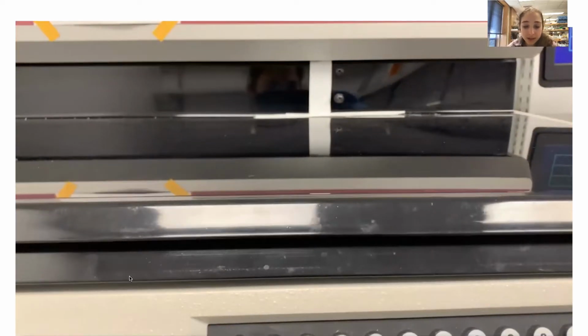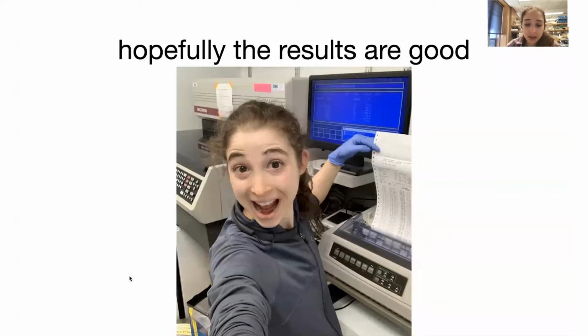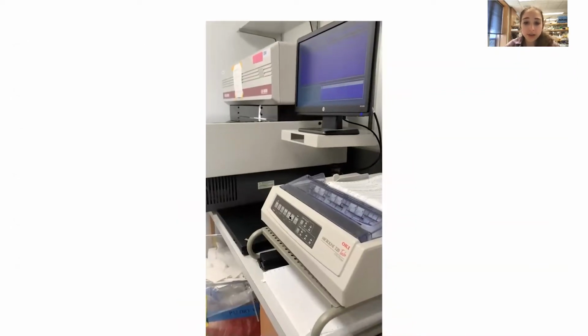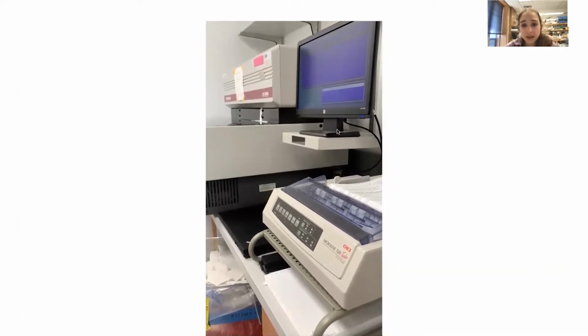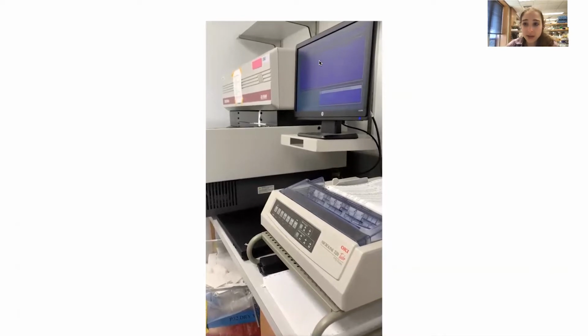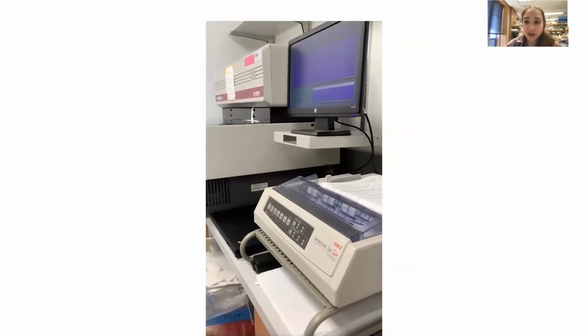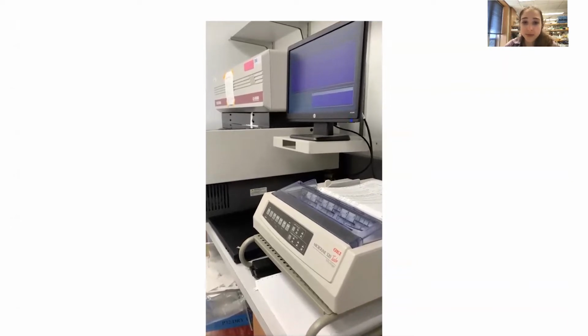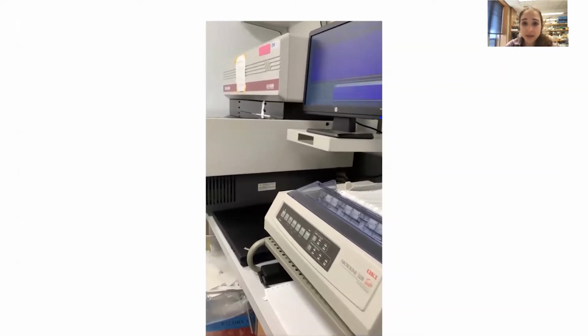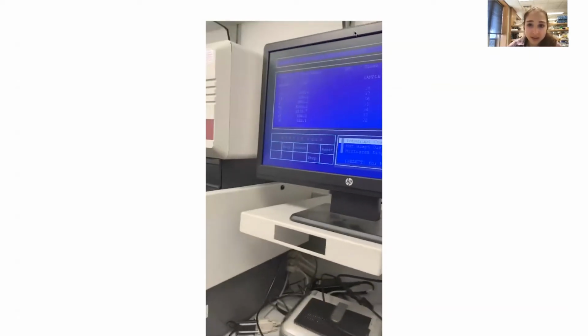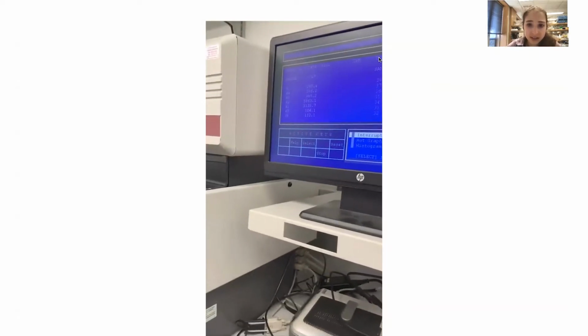So you measure them one at a time. And then hopefully the results are good. And then these results are going to be read out on this computer and then printed out. On the computer screen when it's working, you tell it how long you want it to collect the sample for, or measure for. I think I have it set for 15 seconds, 30 seconds, I can't remember.